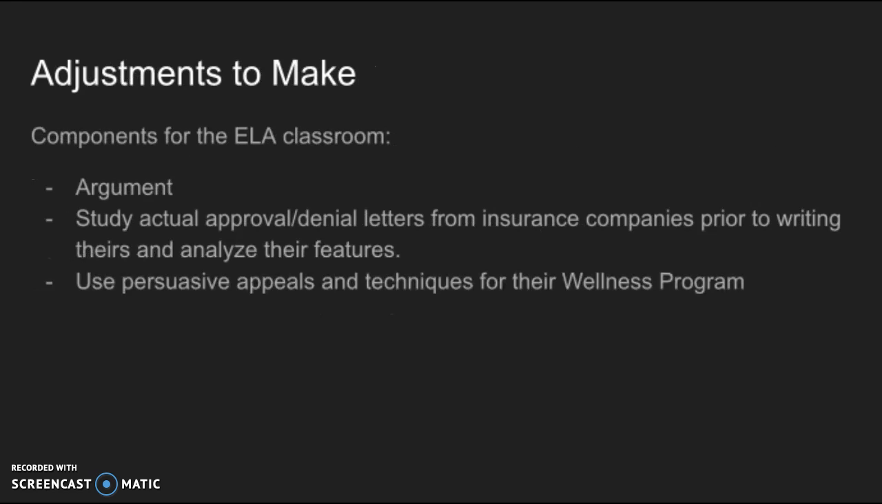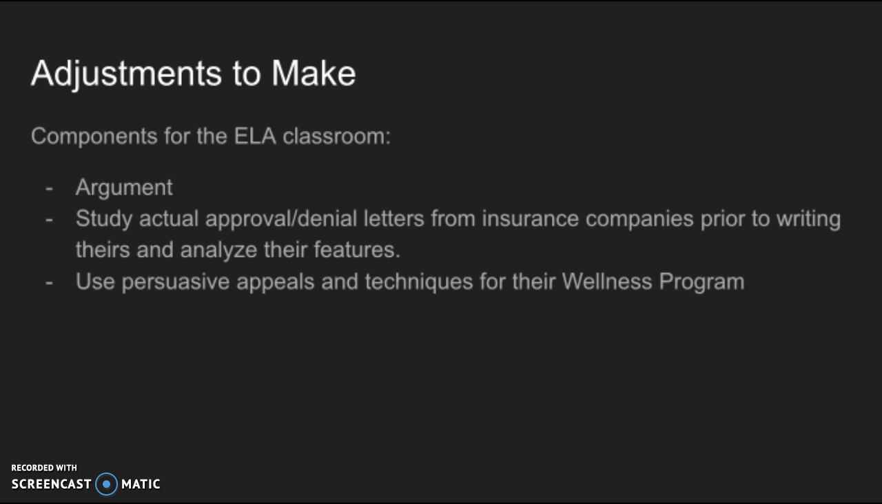Adjustments that I could envision making, I definitely had my English teacher hat on while considering this. So things that I thought about were, how could I add an argument component to this at any level? There are two major final assessments, I guess you would say, in this unit. One is writing letters that either accept or deny a hypothetical patient's request for coverage and care. So that letter writing is already obviously an English skill.